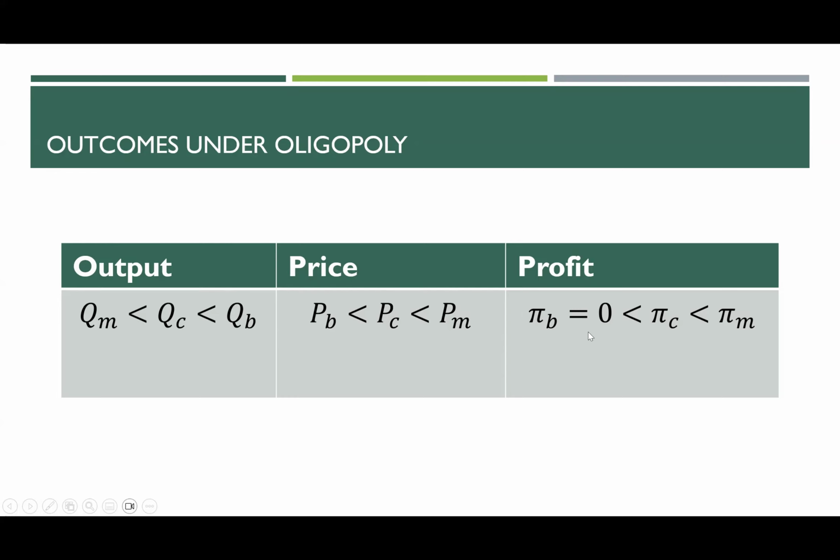And then finally, for profit, Bertrand firms earn zero profit, which is less than what Cournot firms earn, which is less than what colluding firms earn, because those colluding firms, again, assuming no cheating, are earning monopoly profits, the highest possible. Okay. So with that, we're going to end our coverage of oligopoly, and we'll do some more practice problems in class.